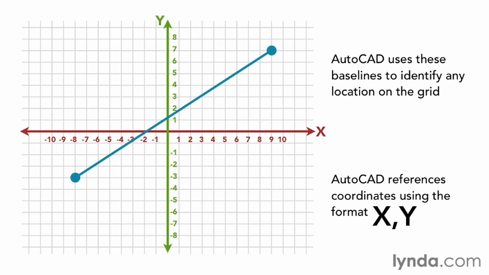Knowing this, when I create a line on screen, AutoCAD views this object as an entity that was drawn from coordinate -8, -3 to a coordinate of 9, 7. Having these coordinates, AutoCAD can easily calculate the length of the line and the direction in which it was drawn. AutoCAD views all geometry within the context of coordinates. Let's return to model space.